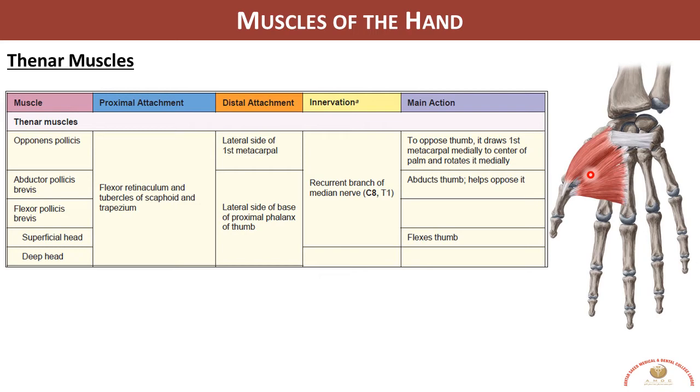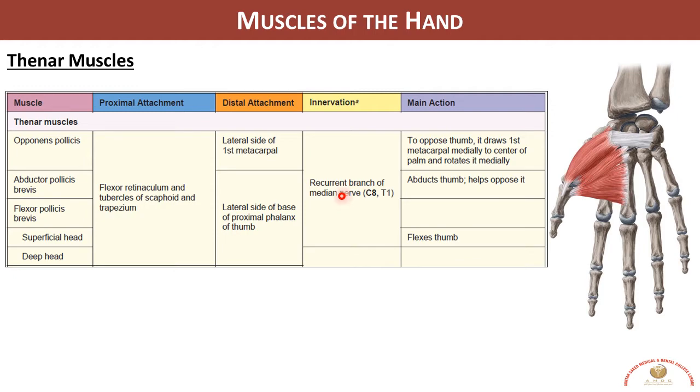The large superficial head of the flexor pollicis brevis is innervated by the recurrent branch of the median nerve, whereas a smaller, deeper head is usually innervated by the deep branch of the ulnar nerve. Okay, here you can see the recurrent branch of the median nerve.